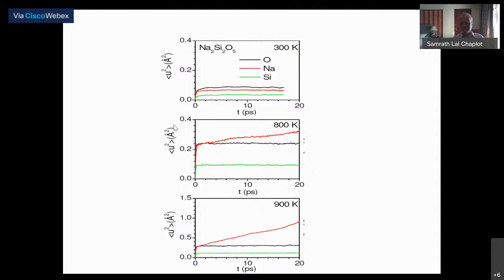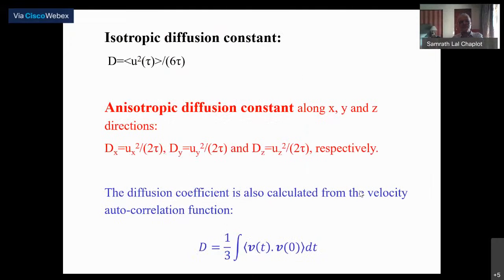So you get the u square of the sodium atom increasing with time, and this linear increase is a simple manifestation of diffusion. In diffusion, if you have a diffusing particle, the mean square displacement is proportional to time itself. And the proportionality constant is related to the diffusion coefficient.